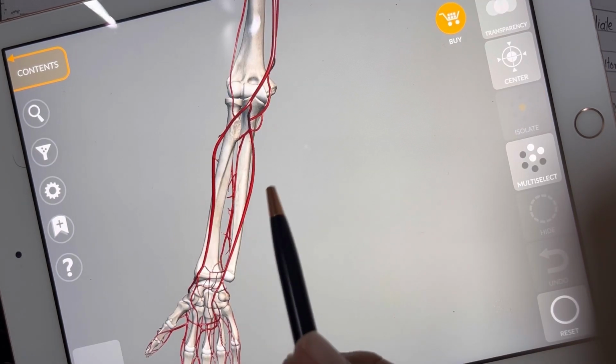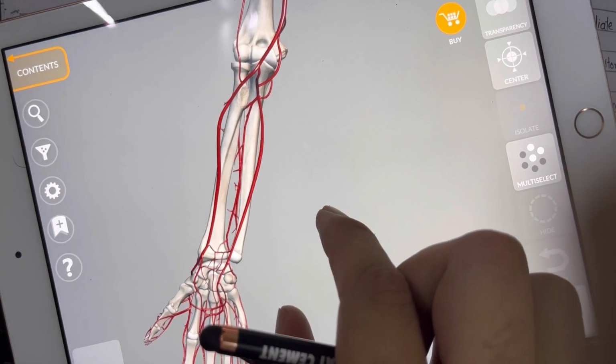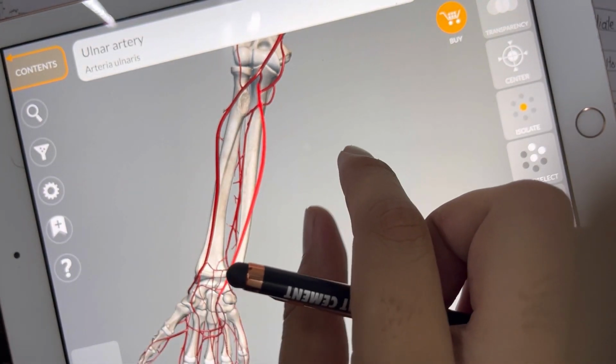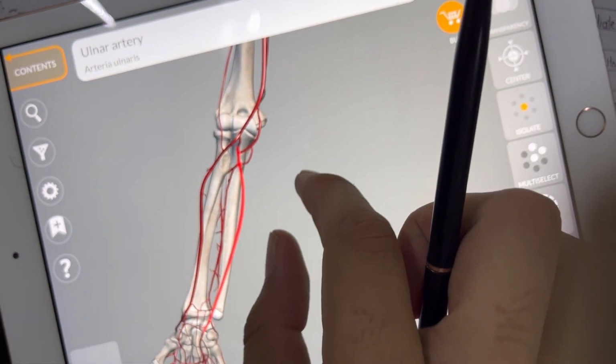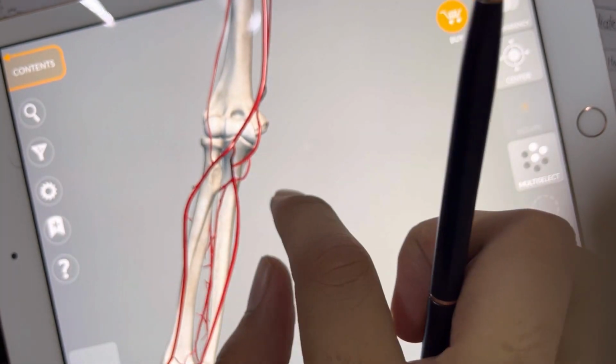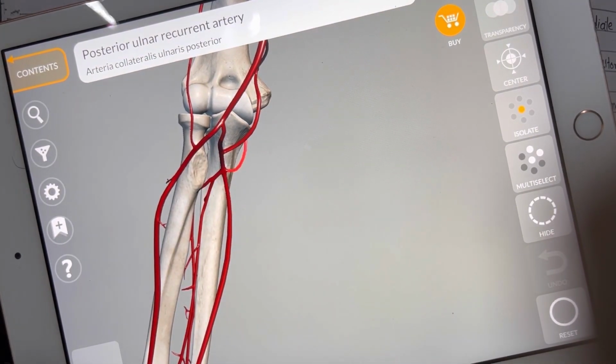Now student, moving toward the blood supply of the flexor carpi radialis muscle. So this muscle is supplied by the ulnar artery. This is the ulnar artery, which is the branch of the brachial artery, and it is also supplied by the posterior ulnar recurrent artery. This is the posterior ulnar recurrent artery.